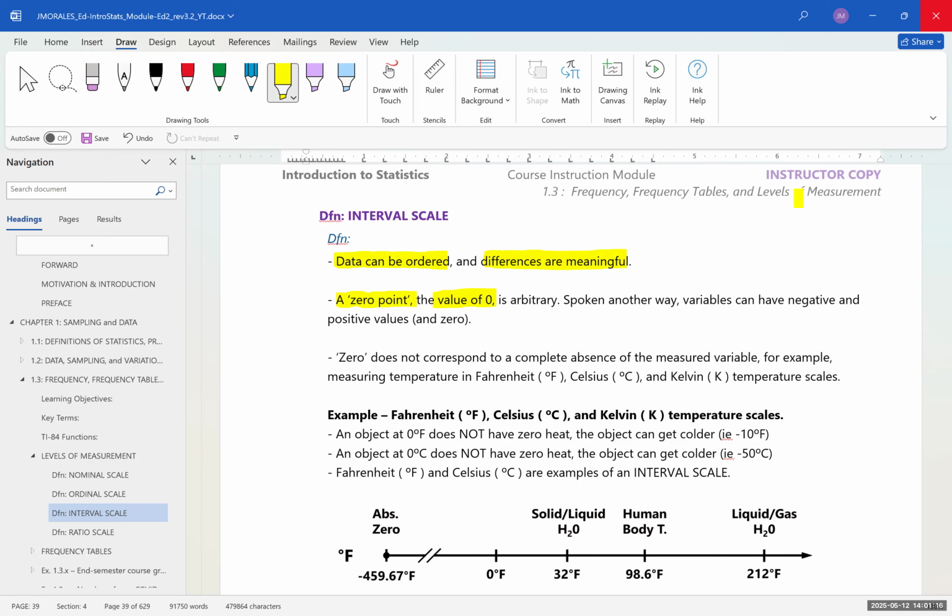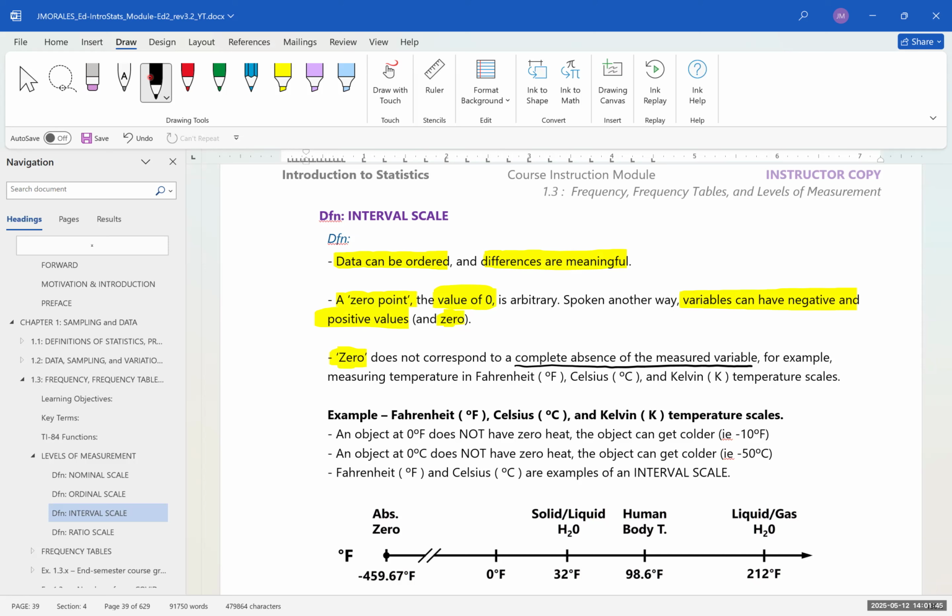But even though you've got a zero as a possible data value, variables can have both negative and positive values, in addition to zero. Zero in this case does not correspond to a complete absence of the measured variable.